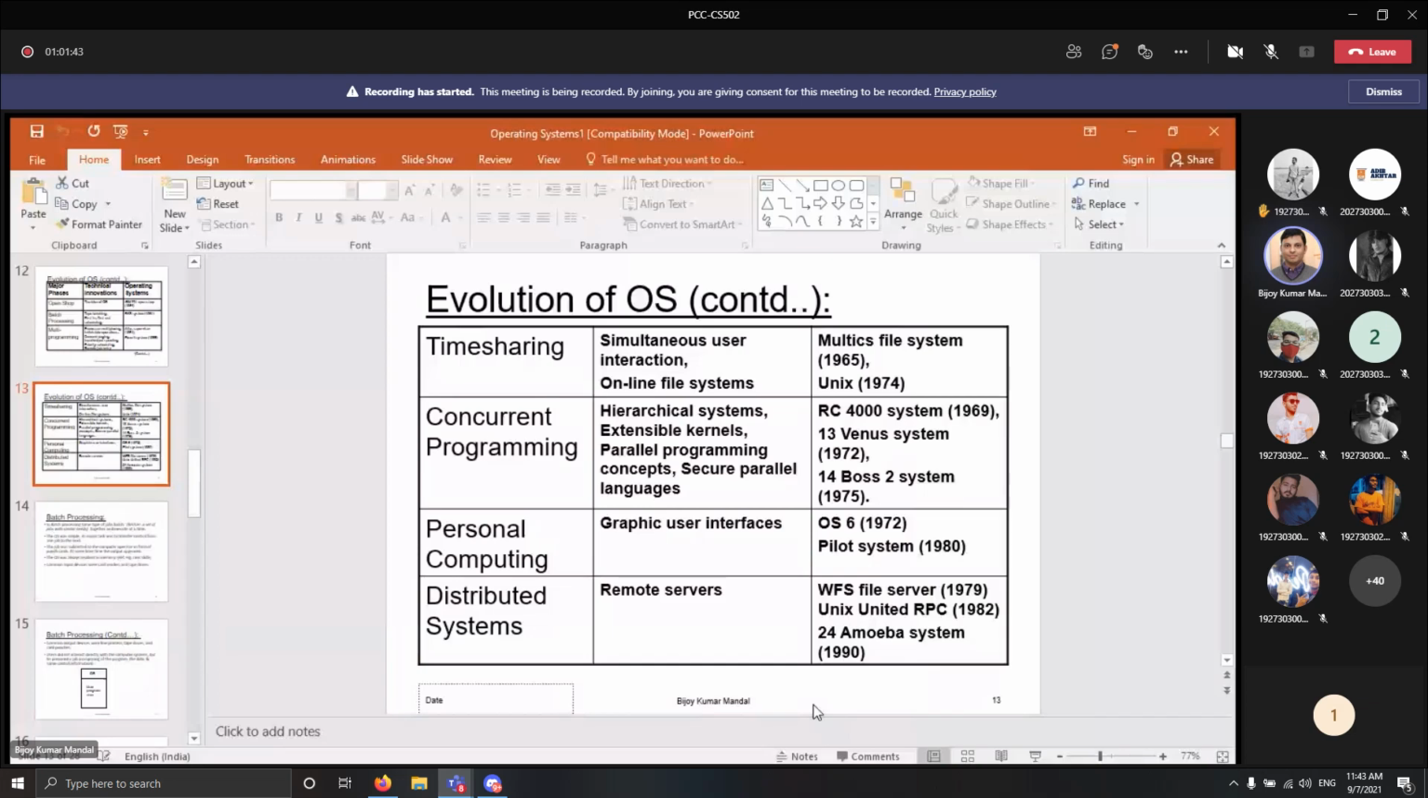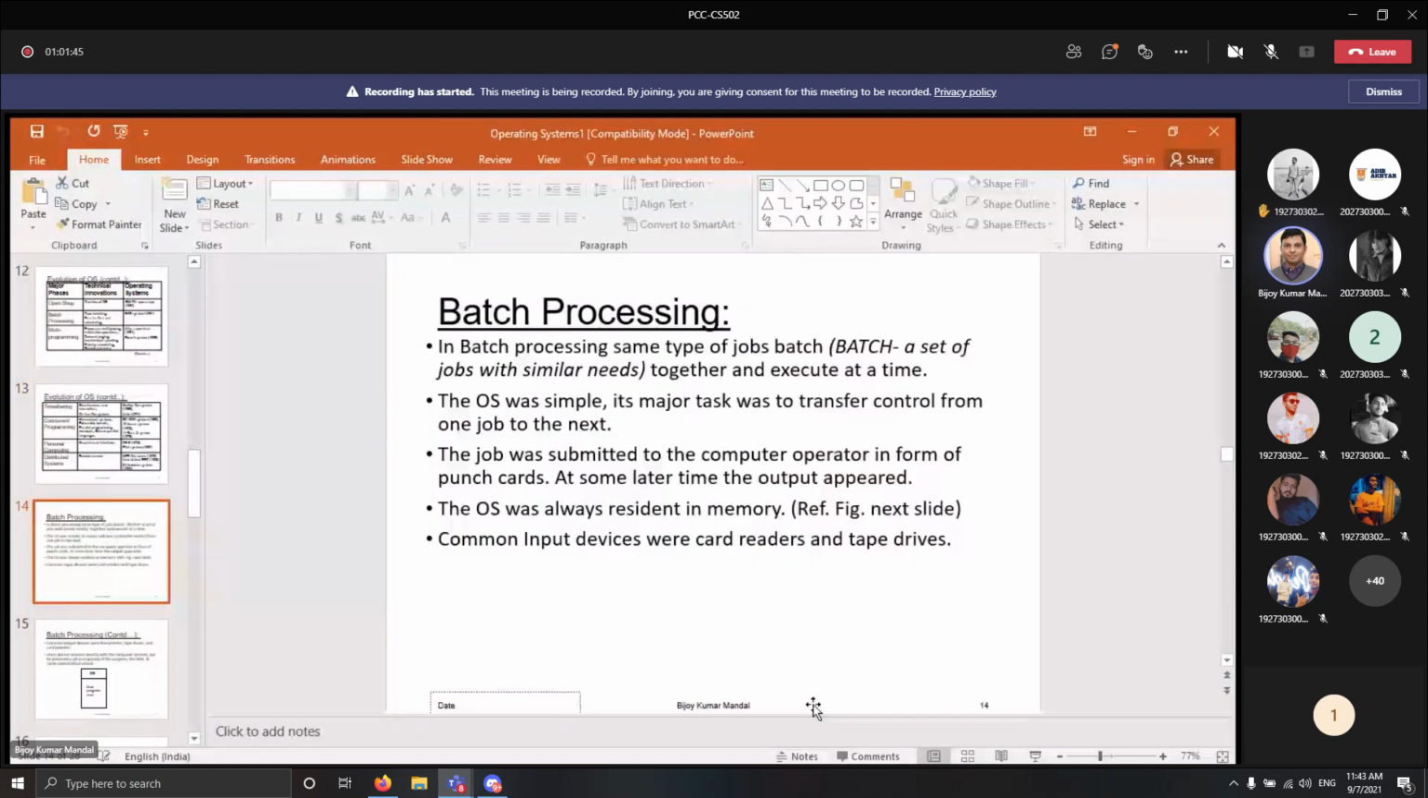Now, what is batch processing? What do you mean by the simple meaning of batch in your language? Please tell me, my dear.